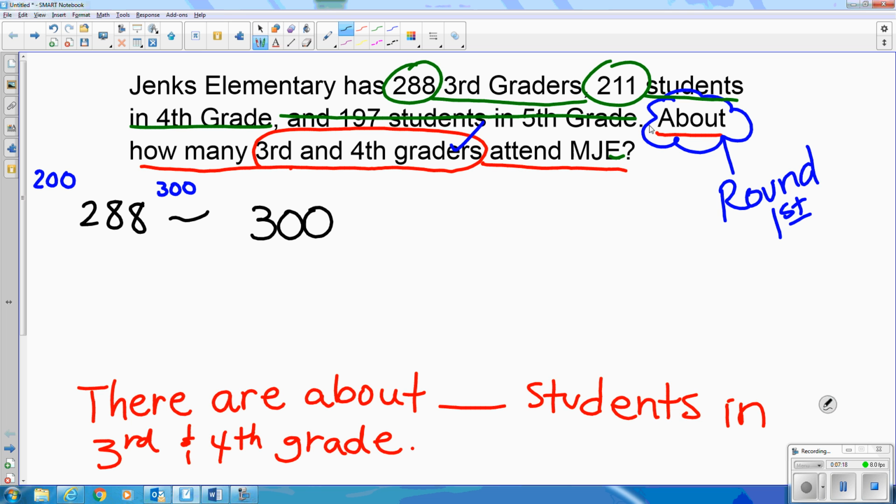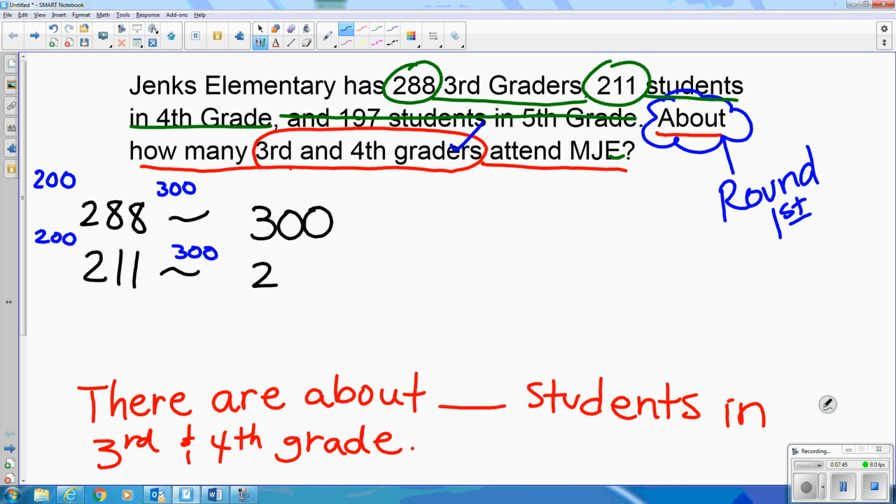211. That little symbol means we're rounding. All right, tell me the two benchmarks first. Two benchmarks, Tanner? 200 and 300. Thinking about that on the number line, where would 211 be? Closer to 200 or 300? Closer to 200. You agree? Yeah. I do too. Very good, because it's really less.